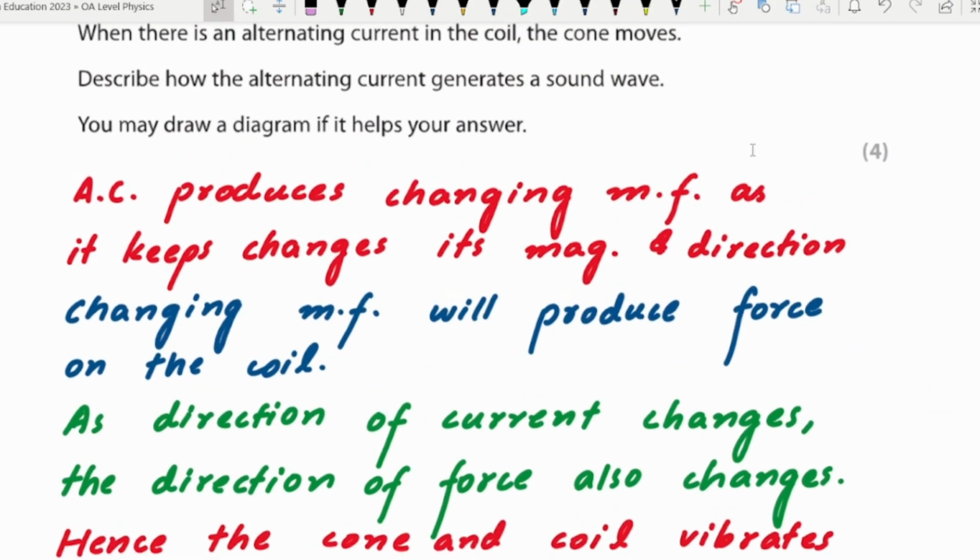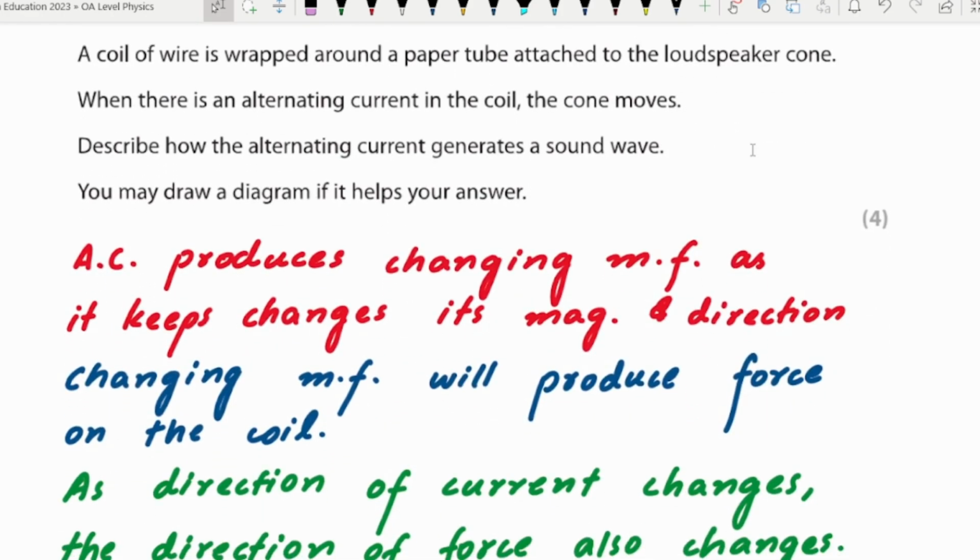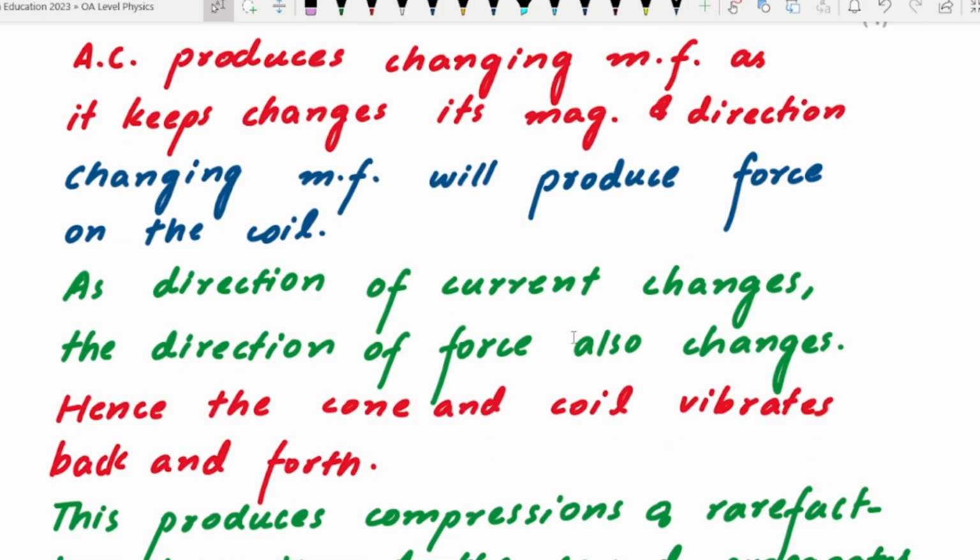Alright, so these are the 4 key pointers that explain the working of the loudspeaker. AC current, alternating current produces the changing magnetic field. It'll give rise to a force, and the direction of the force would also change because the direction of the current is being changed. And as the direction of force changes periodically, the coil and the cone would also move back and forth periodically.